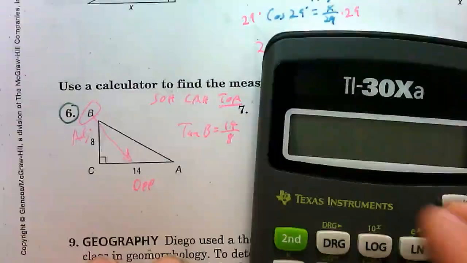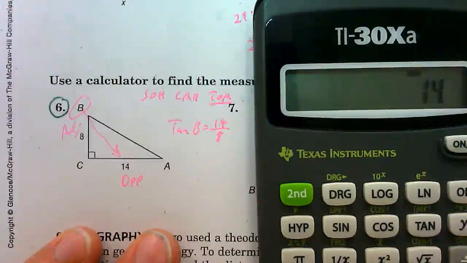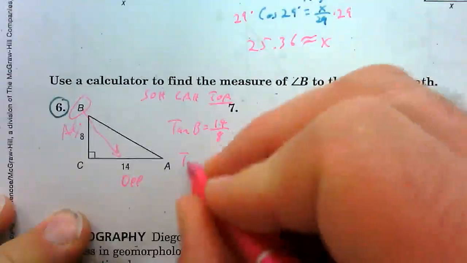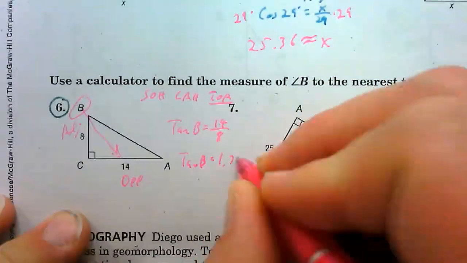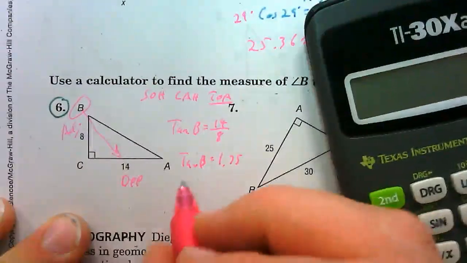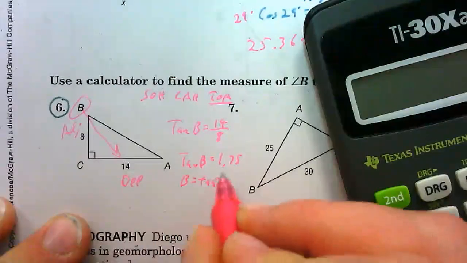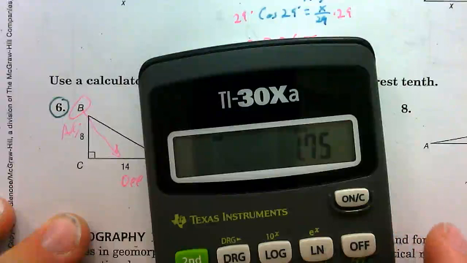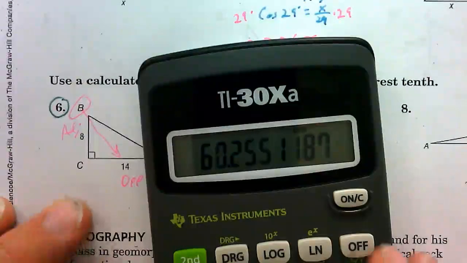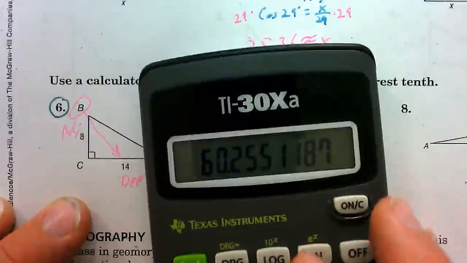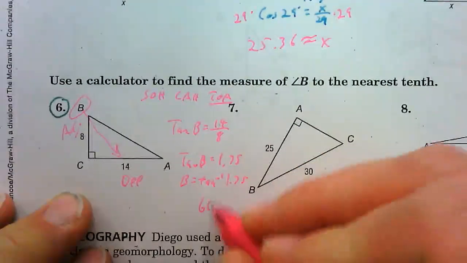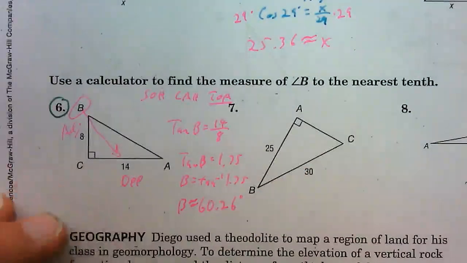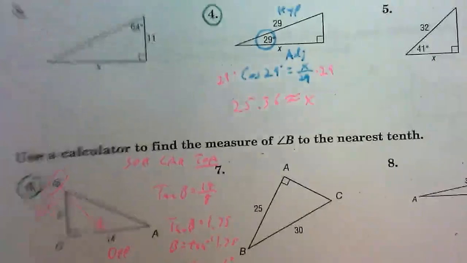Again, if you want to, you could go ahead and divide that. So I'm going to use this calculator this time. So 14 divided by 8. If you want to change it to a decimal first, you can. So that's 1.75. The tangent of B equals 1.75. You gotta get rid of the tangent part, so that's where you do the inverse tangent. So B equals the inverse tangent of 1.75. So we have that on the calculator. Second tangent, 60.255, which would round up, so 60.26. And again, that's in degrees. And that's it.